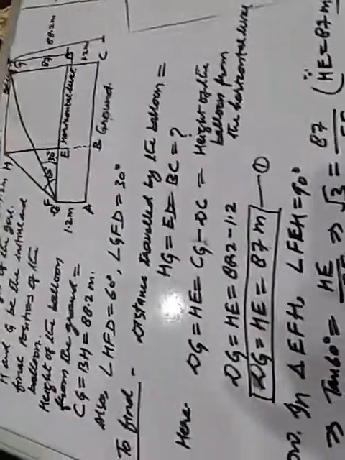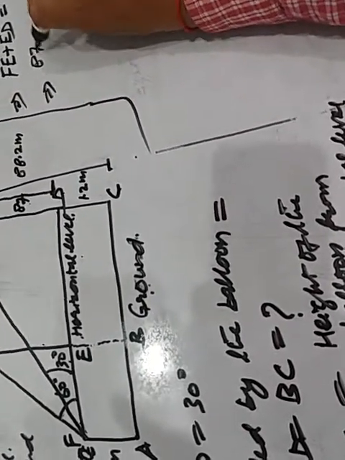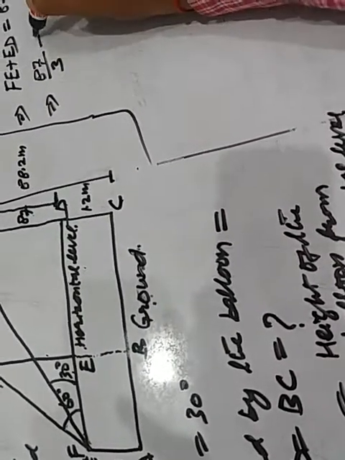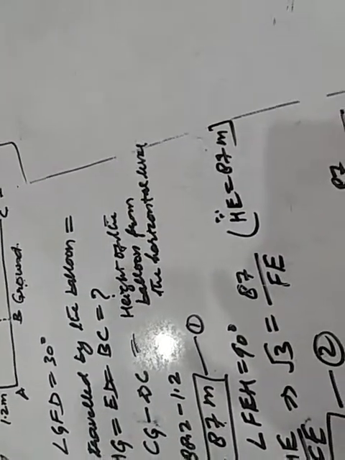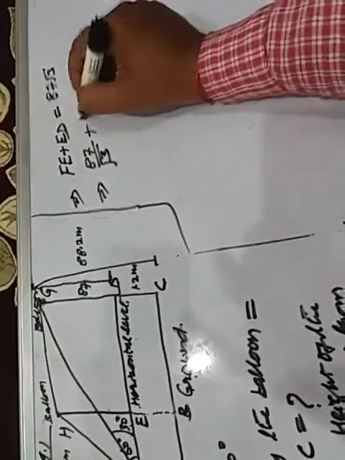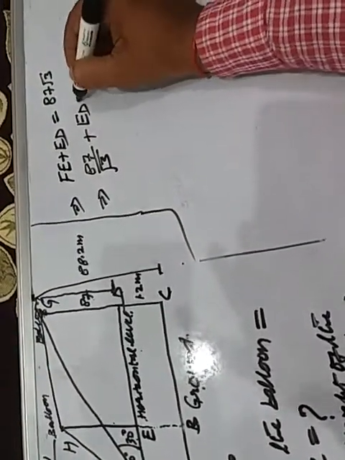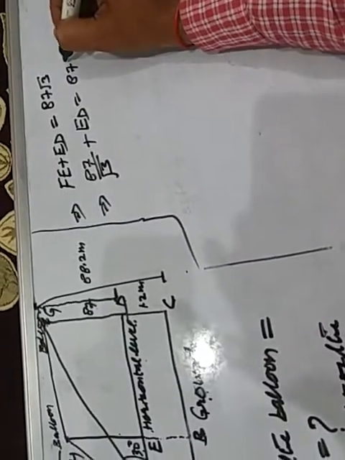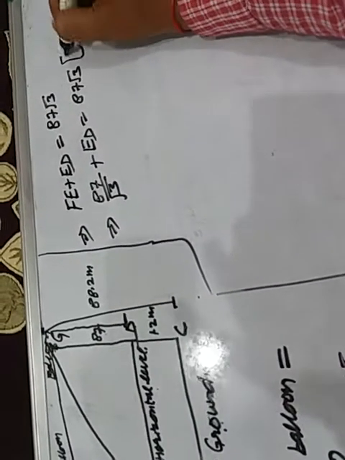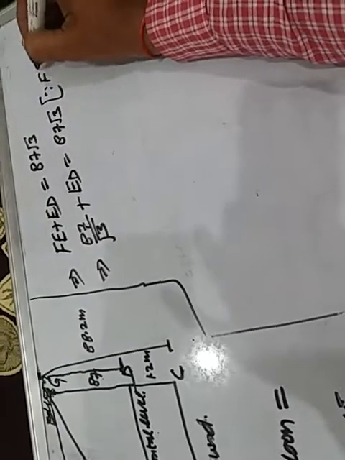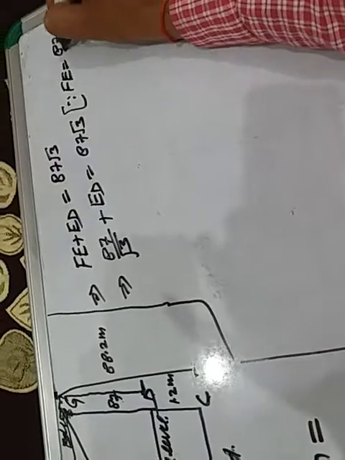Now put the value here. This implies that FE equal to 87 upon root 3. Right? FE equal to 87 upon root 3 plus ED. Clear? ED equal to 87 root 3. Here you can write down, since FE equal to 87 upon root 3. Are you understanding?